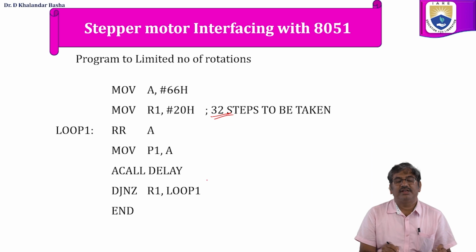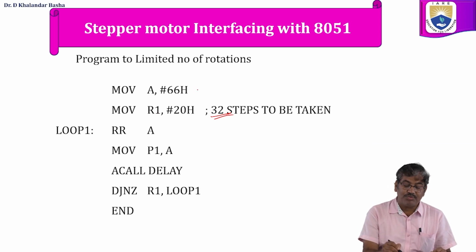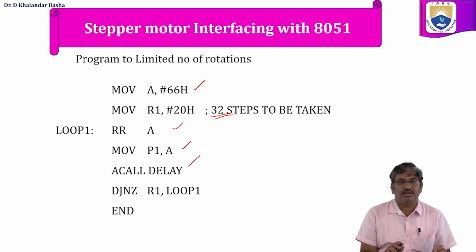Here we were sending 32 steps, so this we are going to load into R1. The rest of the program is loading 66 into the accumulator, rotating, again sending to port 1, call delay. As we want to limit the number of rotations, we are going to send how many clock pulses will be loaded into the R1 register by using MOV R1, #20H, which means we are going to send 32 steps here. After each pulse is excited, we go for decrementing R1.